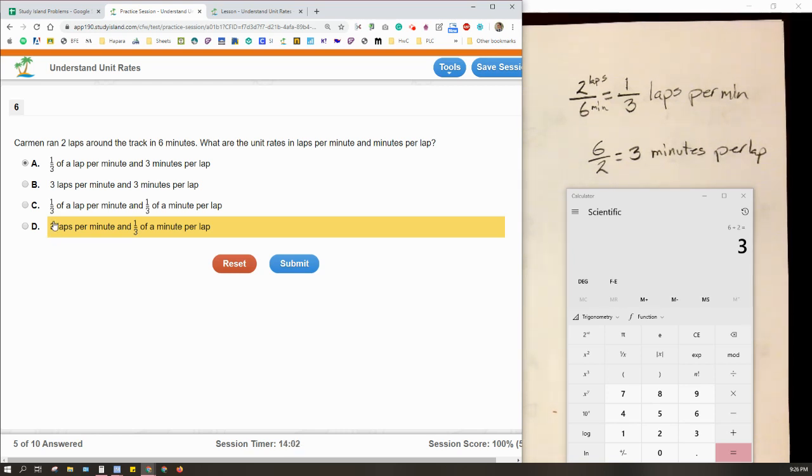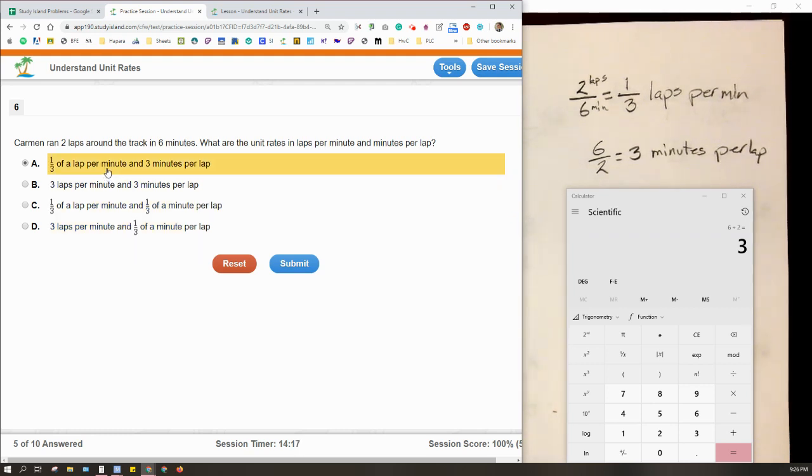Check it out. 3 laps per minute. No. We came up with 3 minutes per lap. So that's one that was a little tricky. If that one had shown up before A, we might have thought, oh yeah, there's the numbers, and chosen it. And if we had chosen that one, we would have moved too fast and got it wrong. So make sure to read your answers carefully.